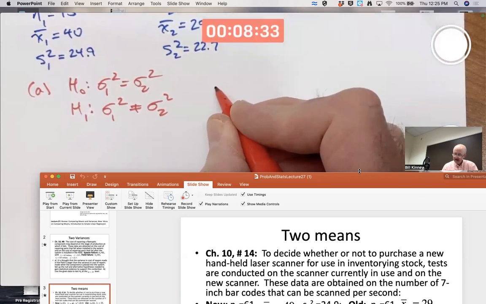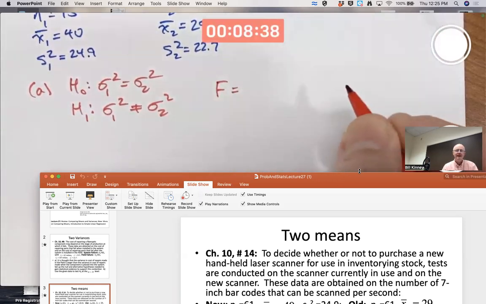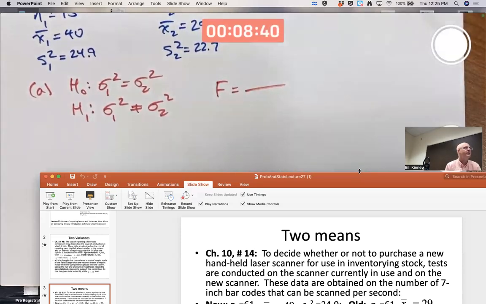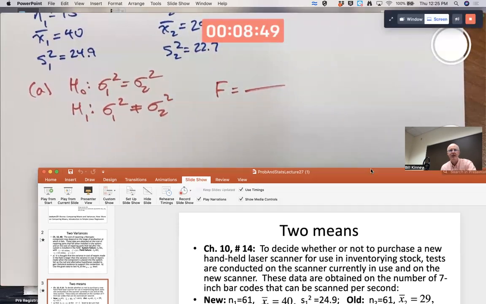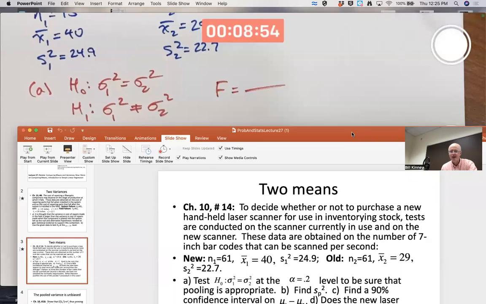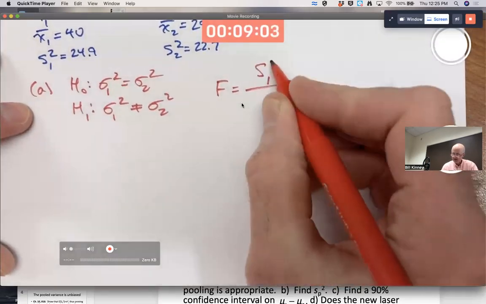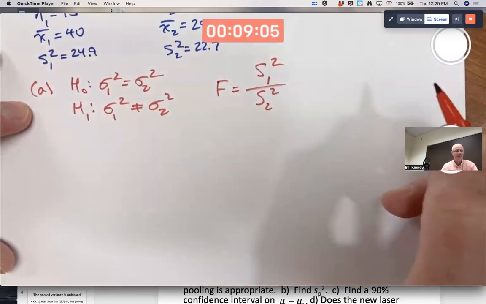In the abstract, we could call it capital F. It is a ratio of two sample variances, where by convention we put the bigger observed one on top and the smaller observed one on the bottom, which technically means you're thinking about it after the fact. Based on these data, the bigger observed sample variance is S1 squared compared to S2 squared, so we'll put that one on top and this one on the bottom.